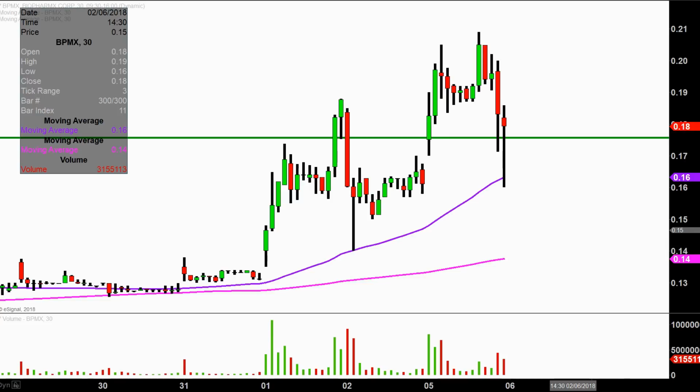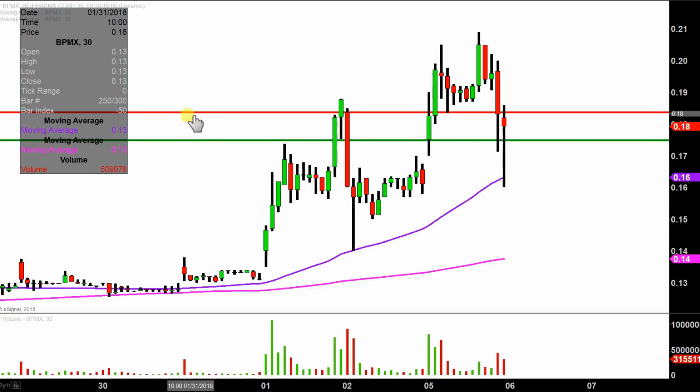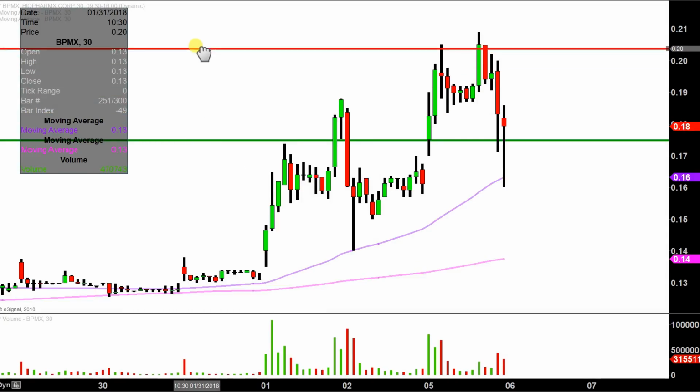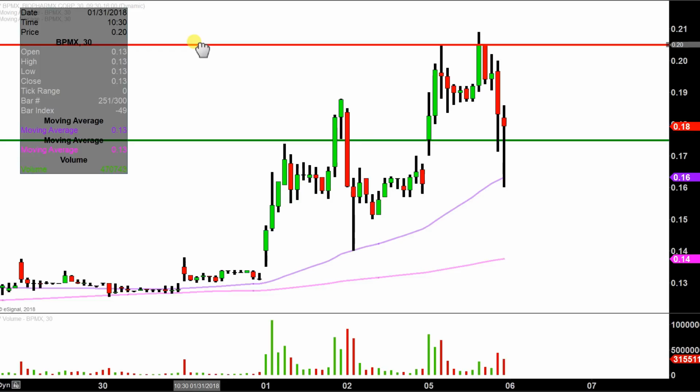What about areas of resistance? As far as where the sellers are currently hanging out, I'm going to go ahead and call that right up there at the 20.5 cent mark. I realize the price did technically go up and hit basically 21 cents, but the main price congestion was right here around 20.5 cents. So that'll be the key level of resistance going forward.